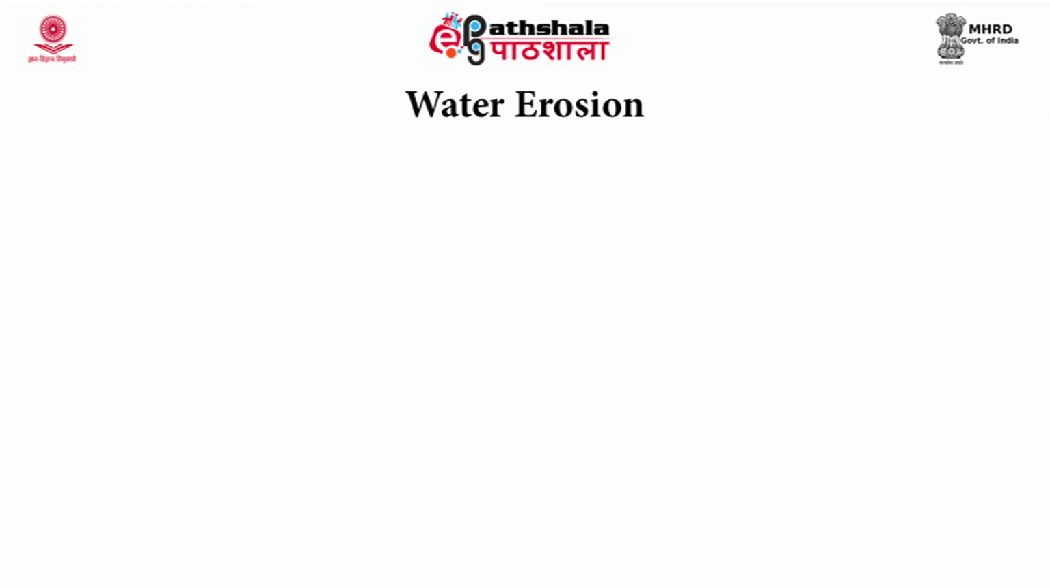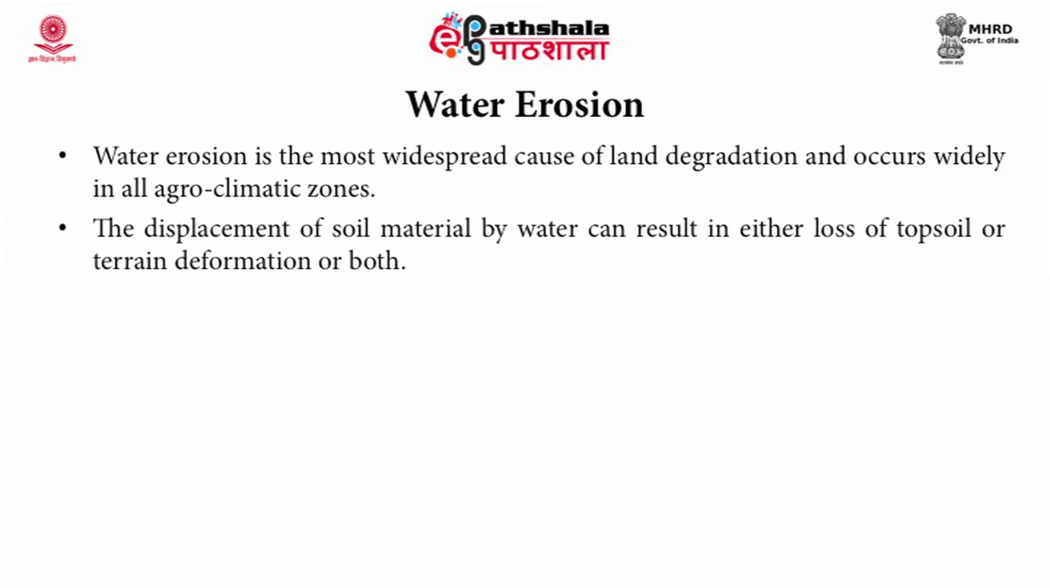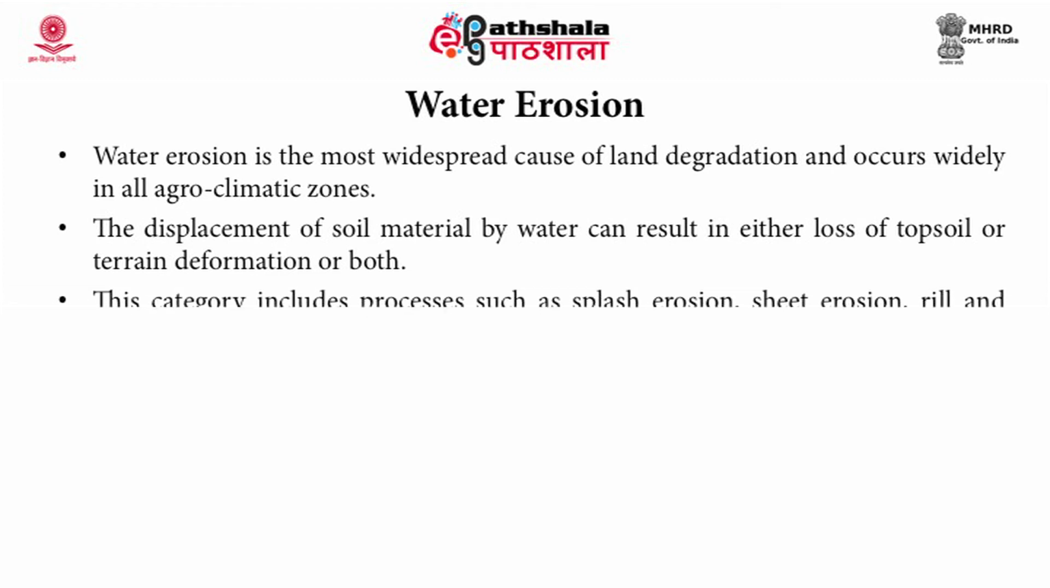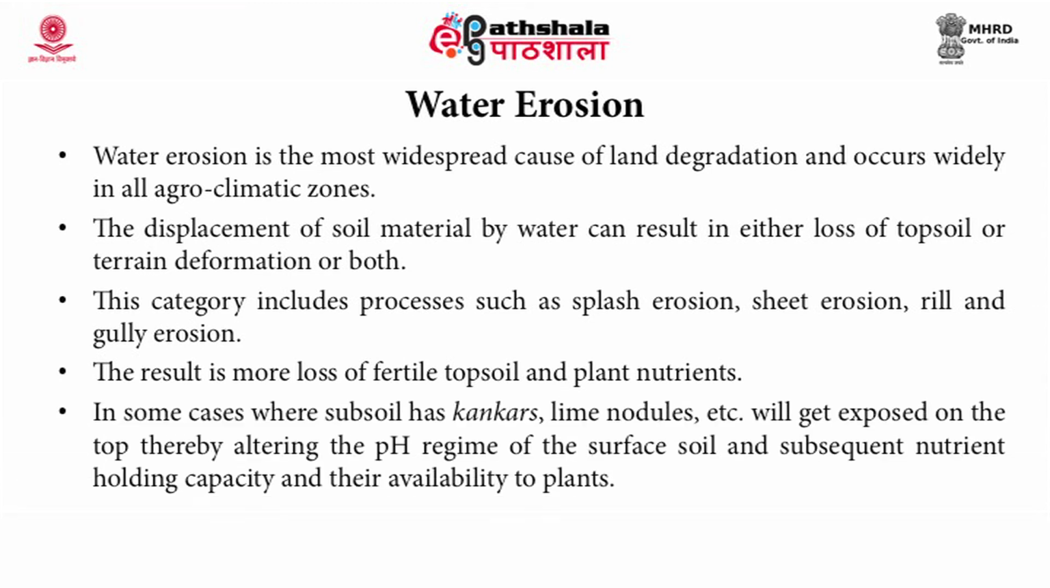The first one is water erosion, which is the most widespread cause of land degradation and occurs widely in all agroclimatic zones. The displacement of soil material by water can result in either loss of topsoil or terrain deformation or both. This category includes processes such as splash erosion, sheet erosion, rill and gully erosion. The result is more loss of fertile topsoil and plant nutrients. In some cases where the subsoil has concretions and lime nodules, it gets exposed on the top, thereby altering the pH regime of the surface soil and subsequent nutrient holding capacity and their availability to plants.